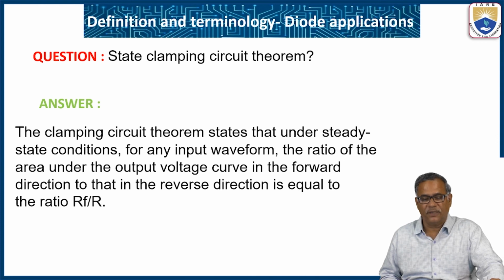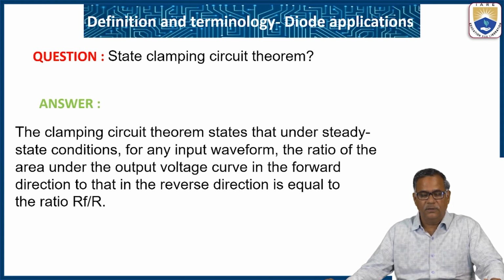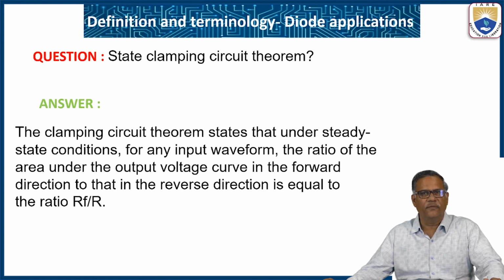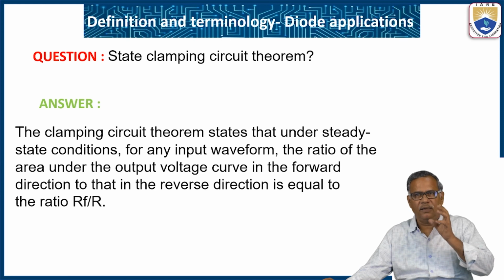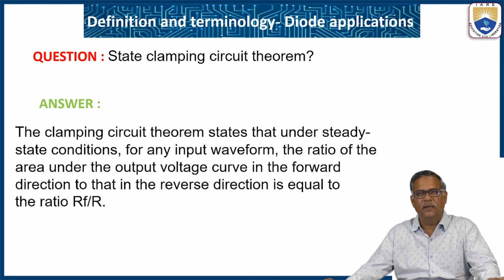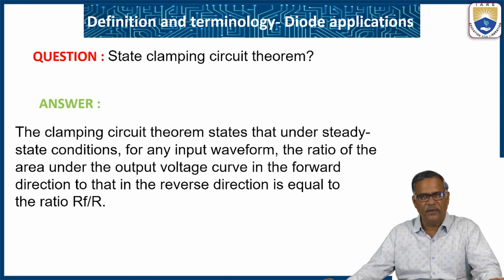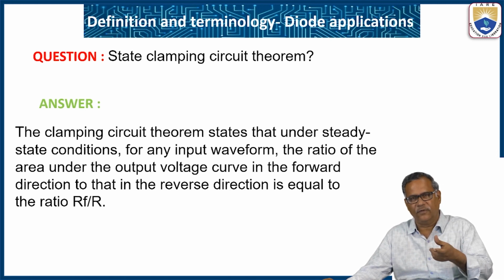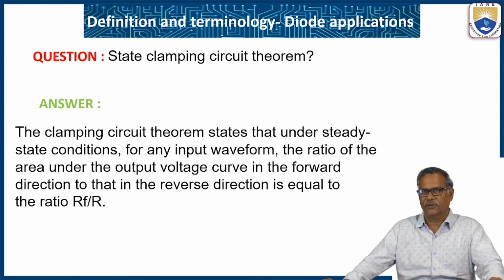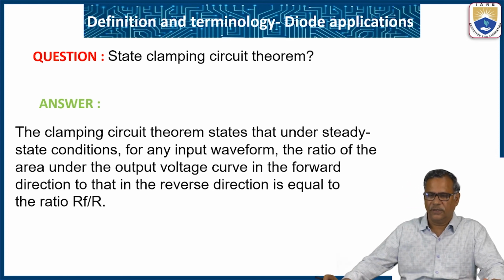What is the clamping circuit theorem? This theorem states that under steady state conditions for any input waveform, the ratio of the area under the output voltage curve in the forward direction to that in the reverse direction depends upon the ratio RF by R, where RF is the diode forward resistance and R is the resistance connected in the circuit. That is the clamping circuit theorem.